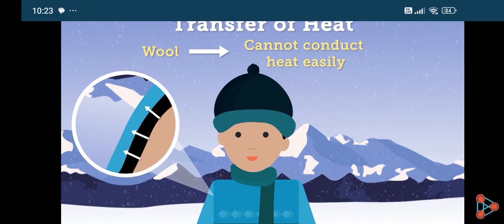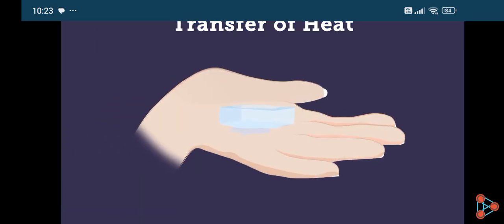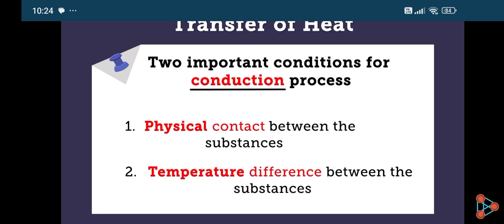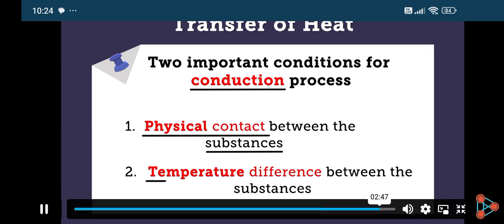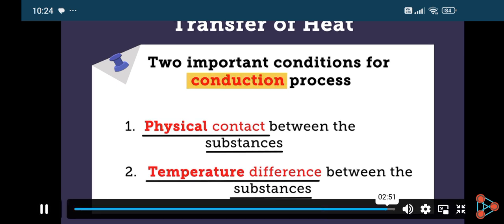Now, can you think of any other example of conduction? When you hold an ice cube in your hand, it starts melting. That is because the heat from your hand gets transferred to the ice cube. It is important to note that for conduction to take place, the two substances should come in contact with each other. Also, the difference in the temperature between the two objects is necessary for conduction to occur.